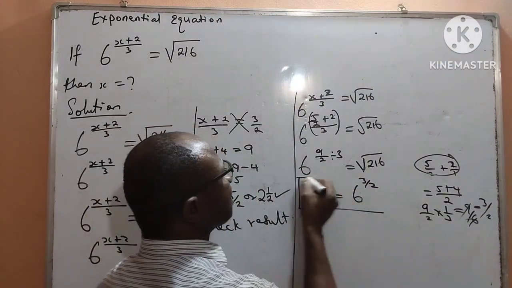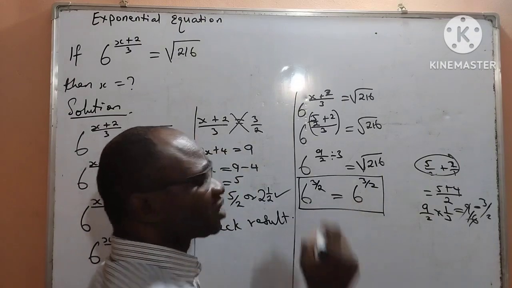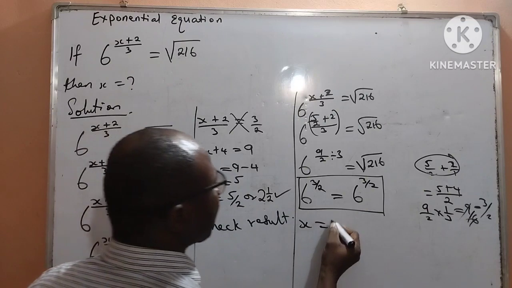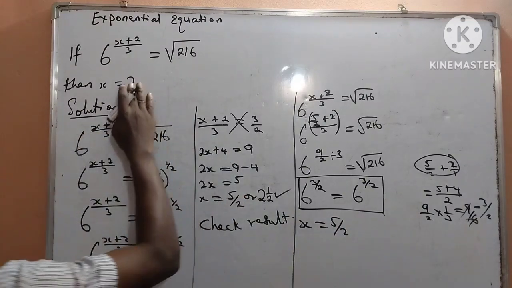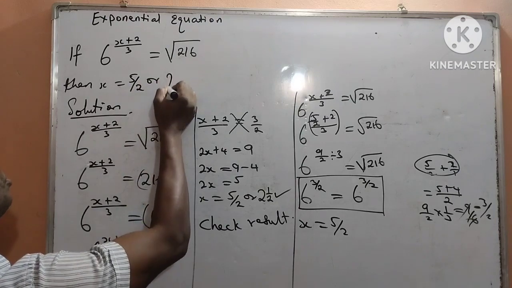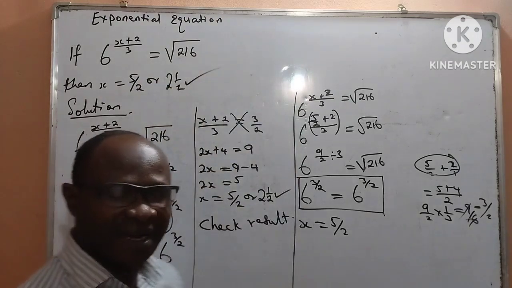You can now see that the left hand side is equal to the right hand side, authenticating the answer we got, that the value of x is 5 over 2. So we can now write here x is 5 over 2, or 2 whole number 1 over 2. This is the final answer.